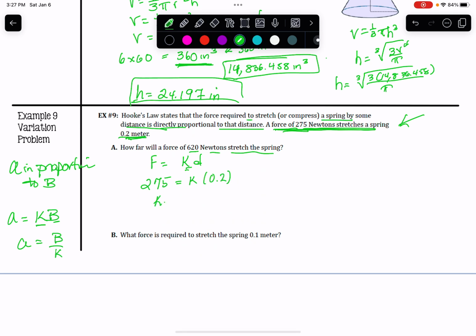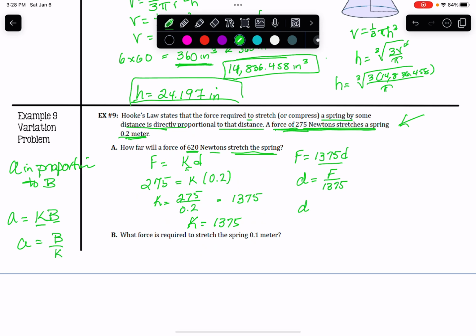And so K would be 275 divided by 0.2. And that looks like it comes out to be 1,375. So that's what K is. So my equation is F equals 1375D. All right, now, how far will a force of 620 newtons stretch the spring? So we're going to solve for D. So D is F over 1375.